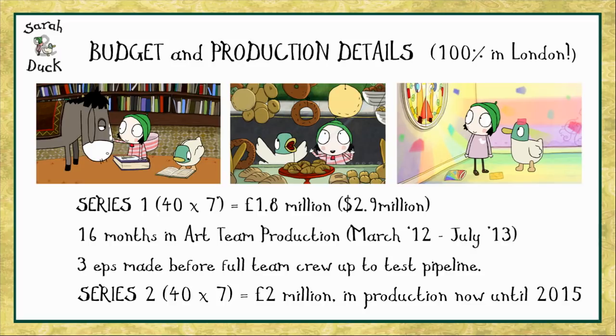So it took 16 months in full production for the art team to make the show. The first series was about £1.8 million to make. Which is quite low for 40 episodes when you consider a feature film might be £50 million, £100 million or more. So we have 40 stories for that price.